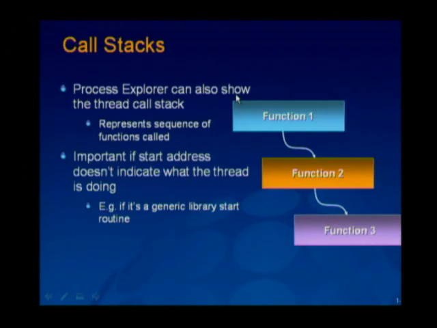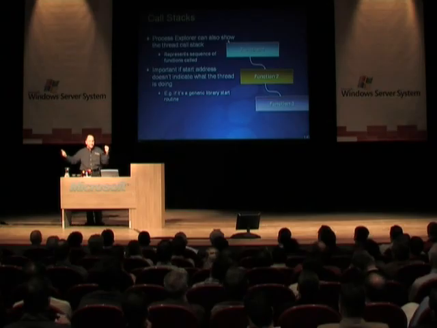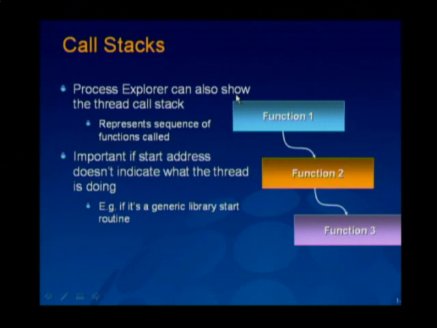So if the start address is some generic name that doesn't really identify what the thread is, you might find out the answer by looking at the call stack for the thread. The call stack represents the sequence of functions called from the beginning of the thread to where it is now, as illustrated in this diagram here. The thread started at function 1, it called function 2, which called function 3. Process Explorer is taking a snapshot when you look at the thread stack. The thread is running, so you may look at the stack and see one result, and look at it again and see another result, because it's not pausing the thread activity.